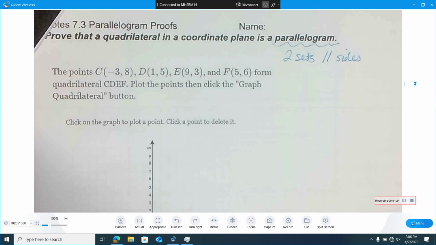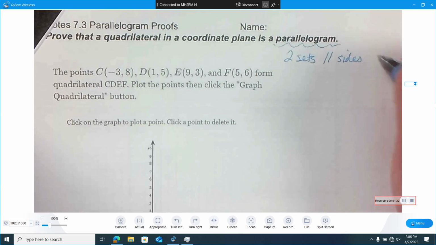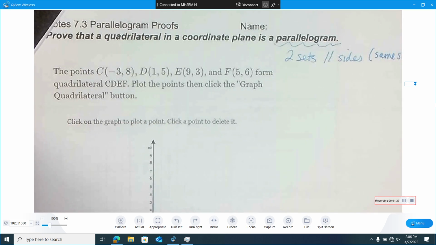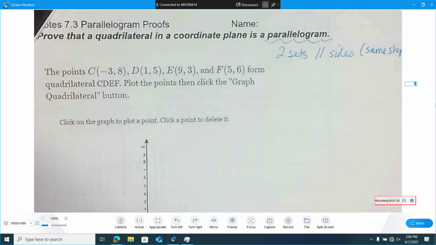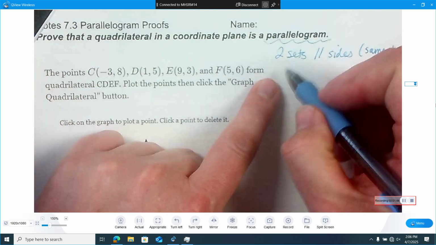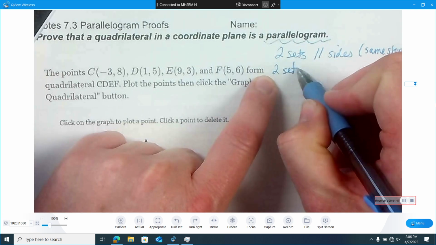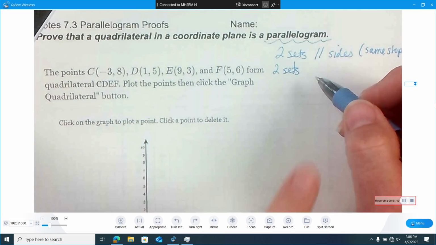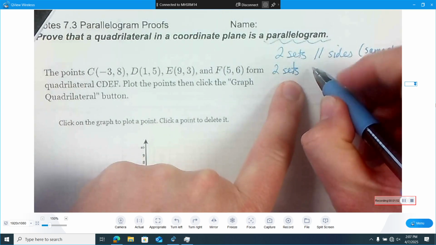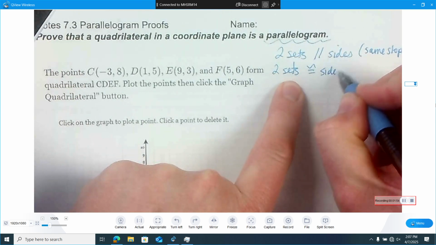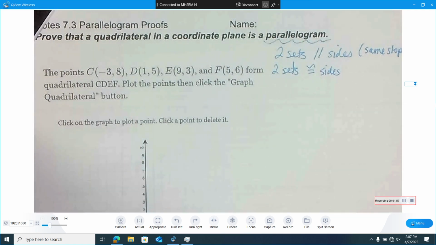They have the same slope. Yes, very good. They have the same slopes, okay? So we're going to be looking at the same slopes. So we should have 2 sets of same slopes. And the other thing that parallelograms have is opposite sides are congruent. So 2 sets of congruent sides. And we can find those side lengths using the Pythagorean theorem.